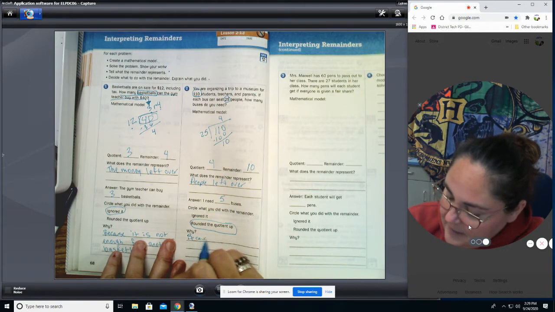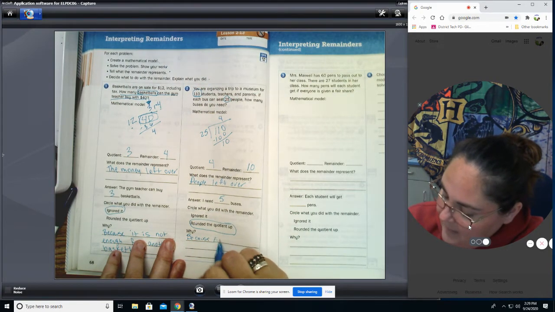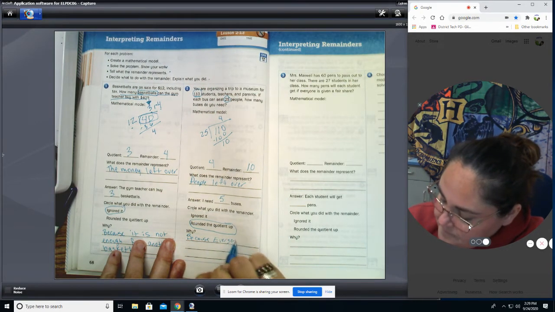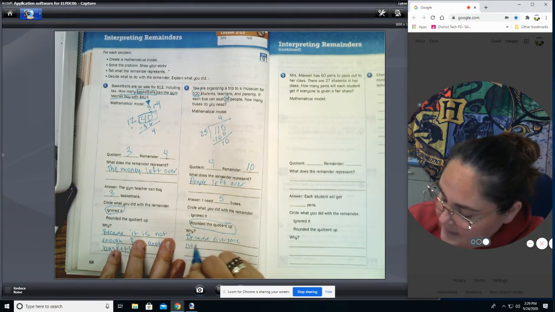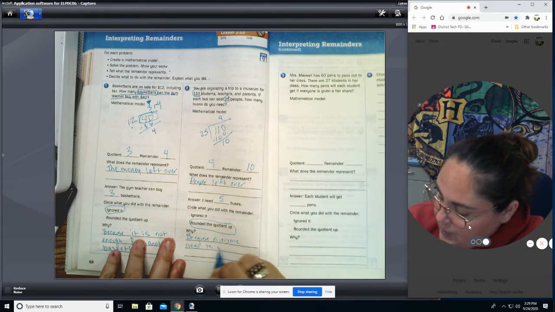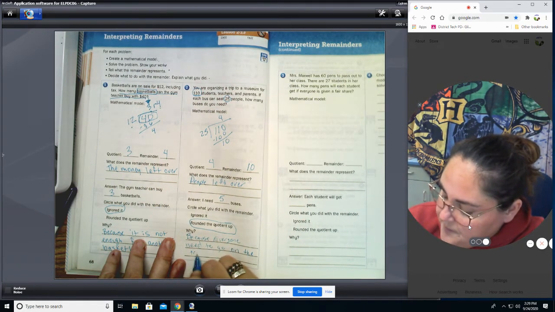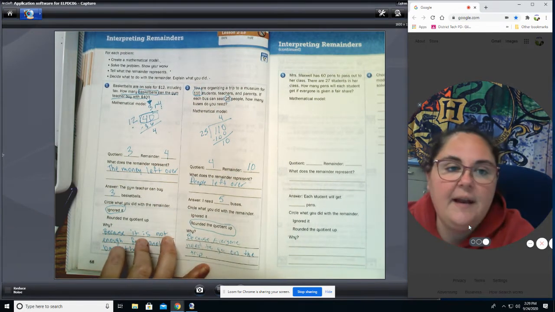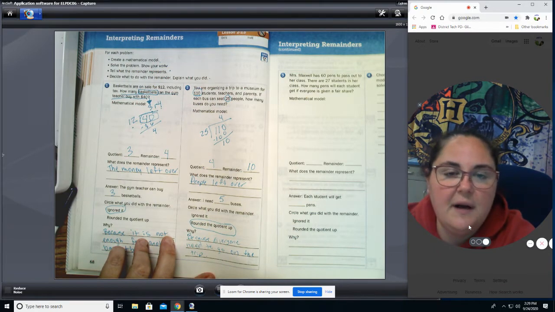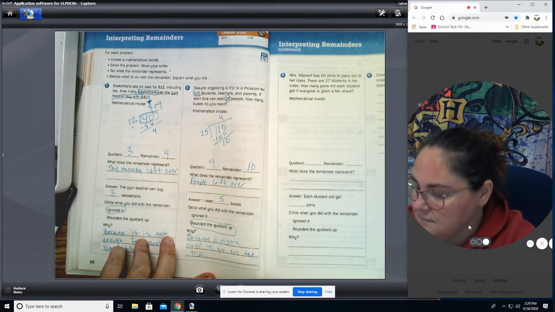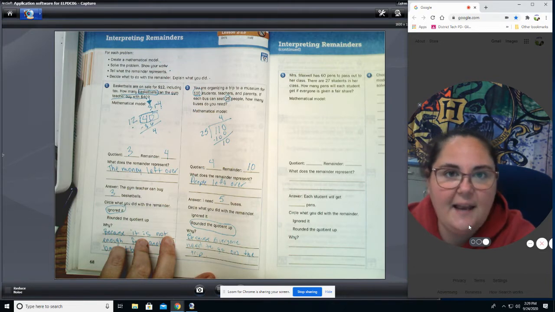Because everyone needs to go on the trip. I rounded it up because everyone needs to go on the trip. Done.